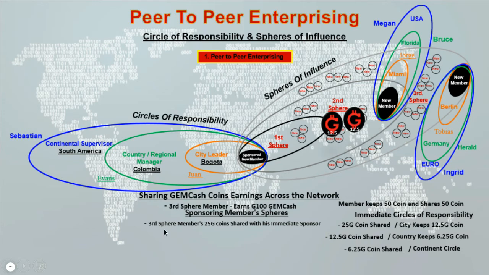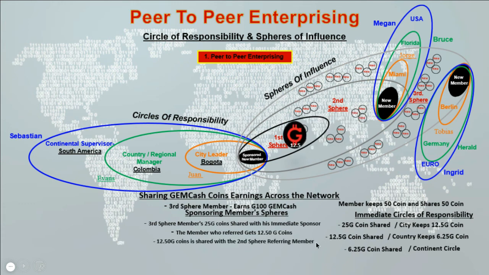But when it arrives in the third sphere's members, 25 coins is shared with his immediate sponsor. So somebody here sponsored him, and that 25 that's left over gets sent over here, right? But it has to get split. Remember, it always gets split because nobody spent any time, any money, any energy, or any knowledge earning the money. So they keep half. Boom, that half is kept by the member who referred him, and the other half is moved to the first sphere.